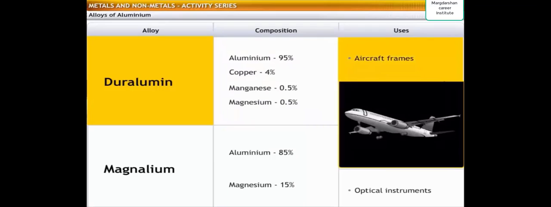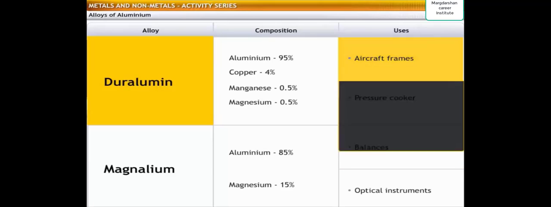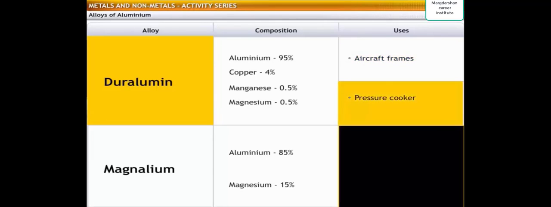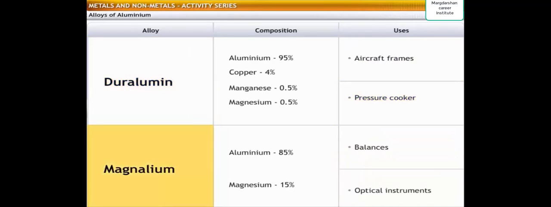Duralumin is widely used in the aircraft industry. This is because of its lightness and other desirable physical properties. It is also used in making pressure cookers to withstand high temperatures. Magnalium is an alloy of aluminium and magnesium. Although weak and soft in elemental state, magnesium combines with aluminium to produce some alloys that are useful in engineering materials.